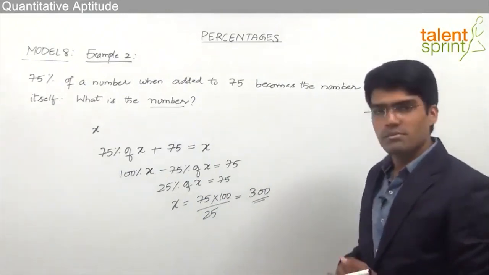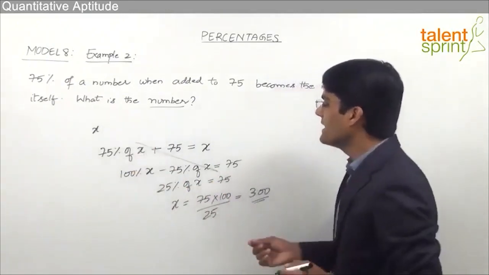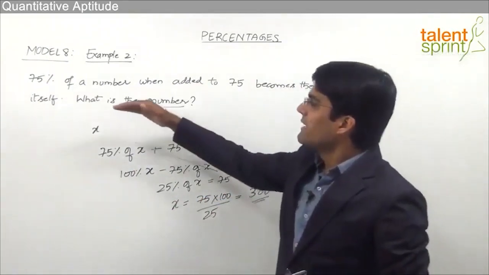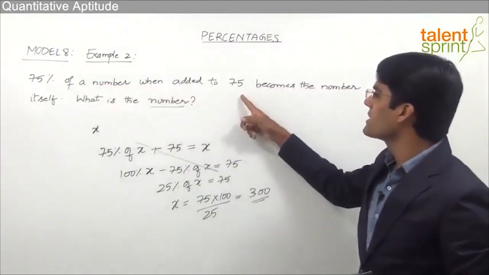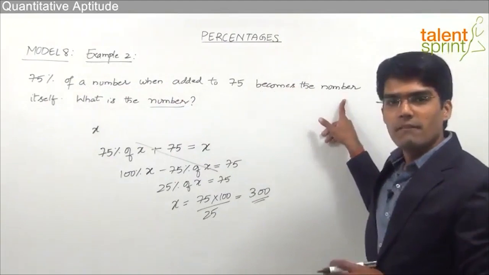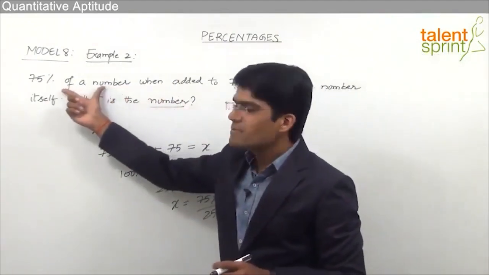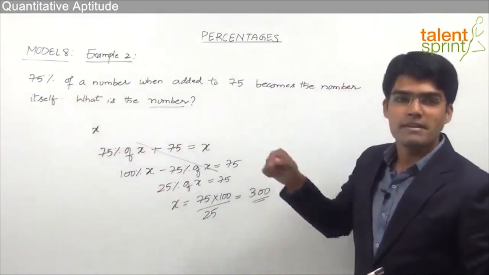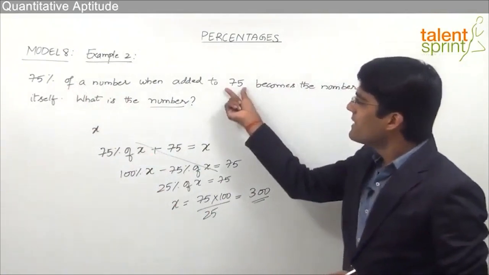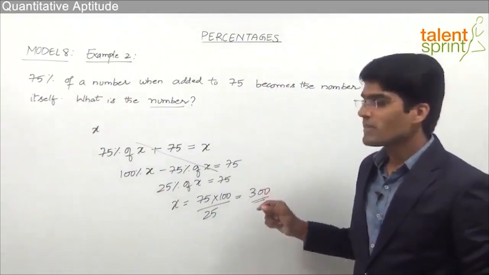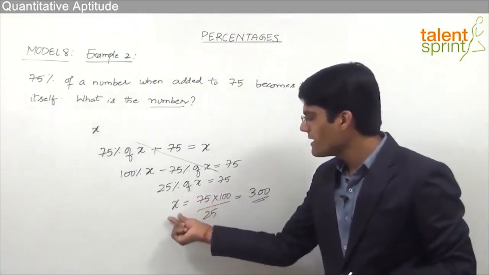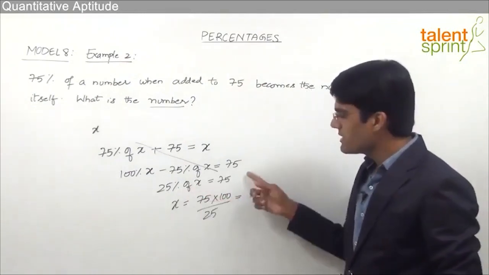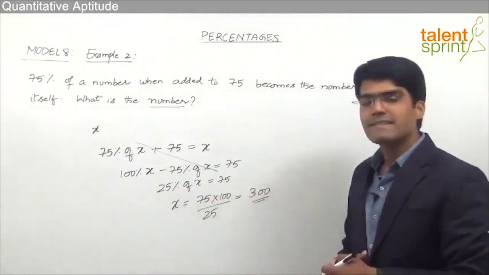If we can understand the question properly, we need not write the first two steps. We can directly say that 25% of x is equal to 75. Why? Because as we can see here, 75% of a number when added to 75 becomes the number itself. We very well understand that 75% of a number should always be added to 25% of that number so that it becomes the number itself. So very clearly, this 75 here is nothing but 25% of this number. So we can directly say 25% is 75 and 100% is equal to what, or the number is equal to what. And by cross multiplication or taking 25% on the other side, we get the answer as 300.